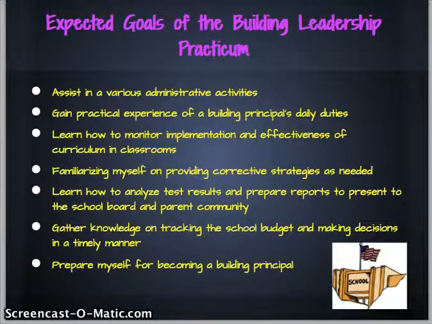Expected goals of the practicum. I want to assist in various administrative activities, gain practical experience of a building principal's daily duties, learn how to monitor implementation and effectiveness of curriculum in classrooms, familiarize myself with providing corrective strategies as needed, learn how to analyze test results and prepare reports to present to the school board and parent community, gather knowledge on tracking the school budget and making decisions in a timely manner, and prepare myself for becoming a building principal.